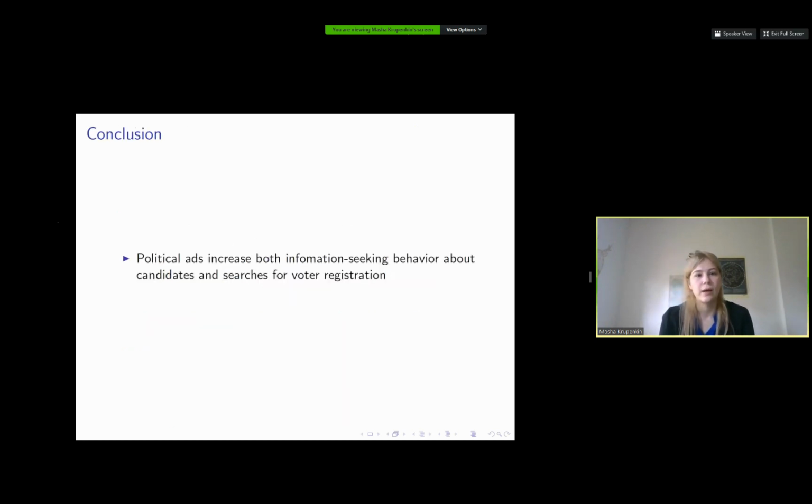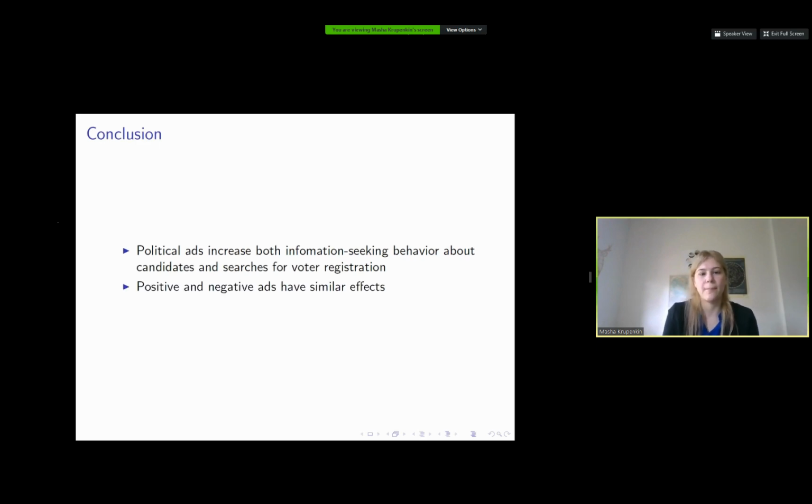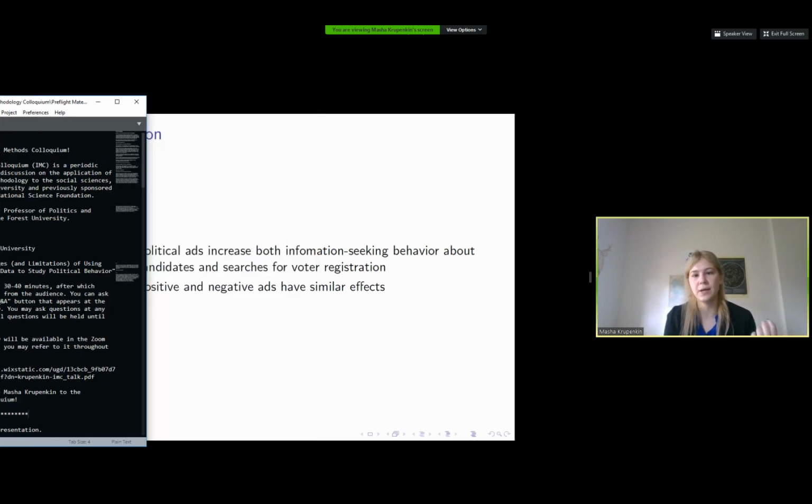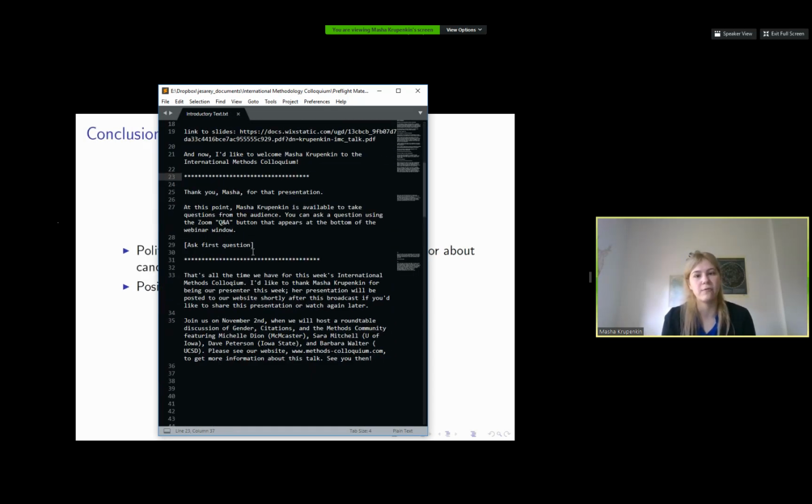So in conclusion, political ads increase both information-seeking behavior about candidates and also searches for voter registration. And positive and negative ads have similar effects, at least from this regression analysis. And this is a really great example of the way in which search data can be used to solve a pre-existing causal inference problem, where there is this serious trade-off of internal validity versus external validity in a lot of the prior studies, and we can avoid this trade-off by using this highly granular data source that is a real-world behavior.